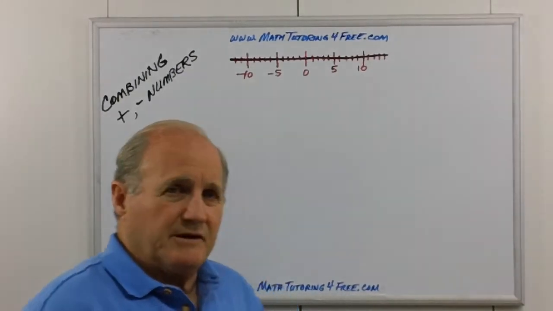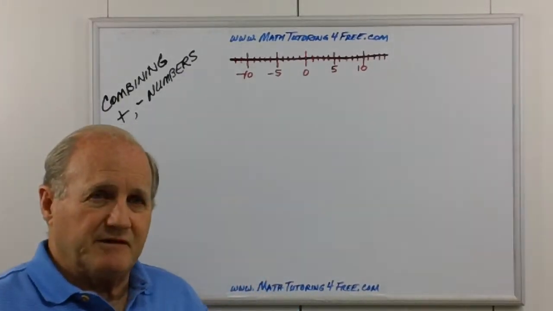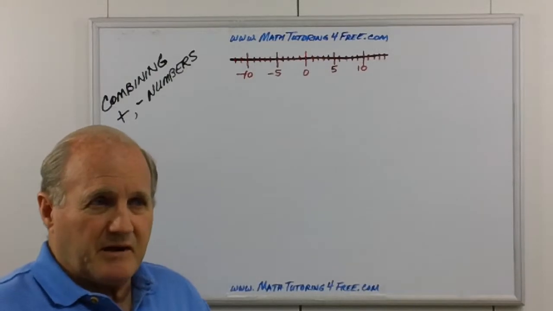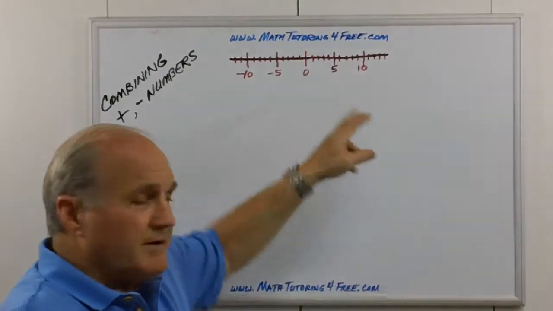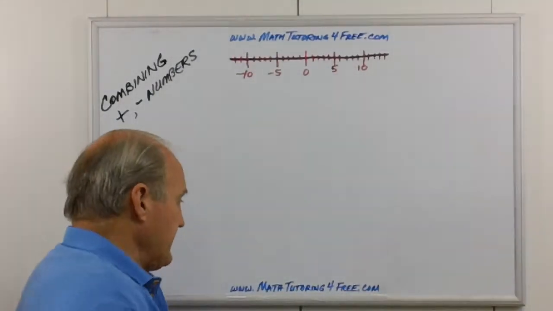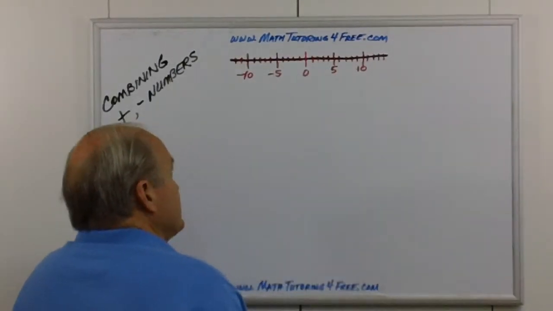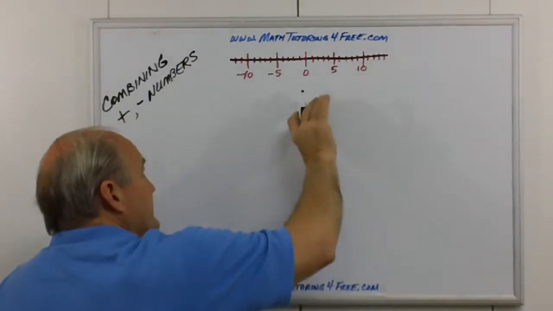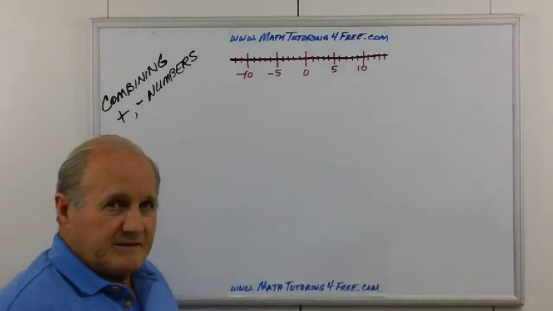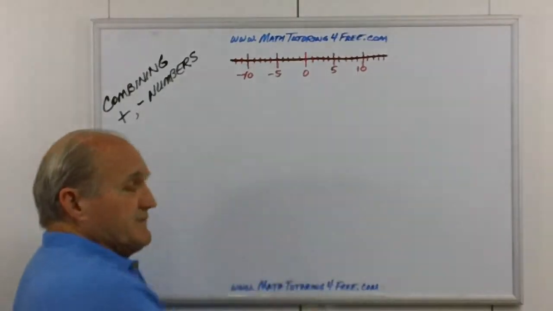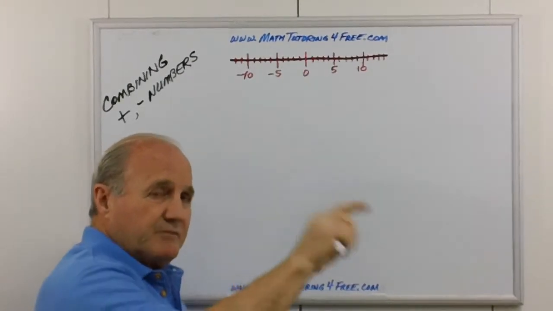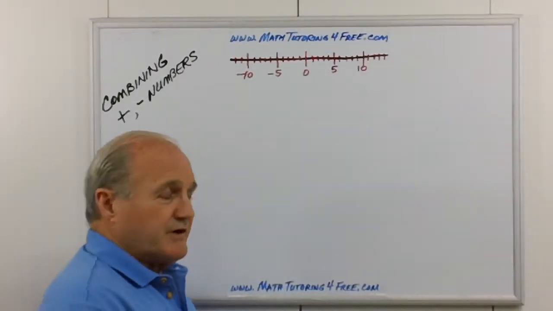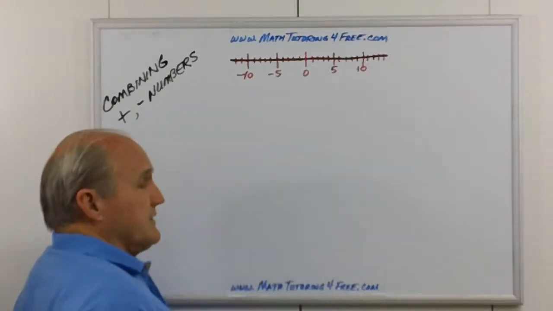First of all, when they're introduced to negative numbers in probably the 4th grade or so, they start with a number line. One of the things we realize with a number line is all numbers to the right are positive, all numbers to the left are negative. If you are adding a number, you're going to move to the right. If you're subtracting a number, you're going to move to the left.